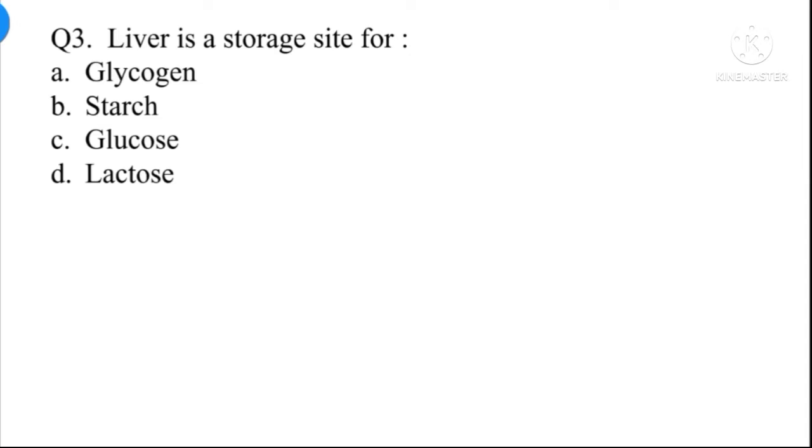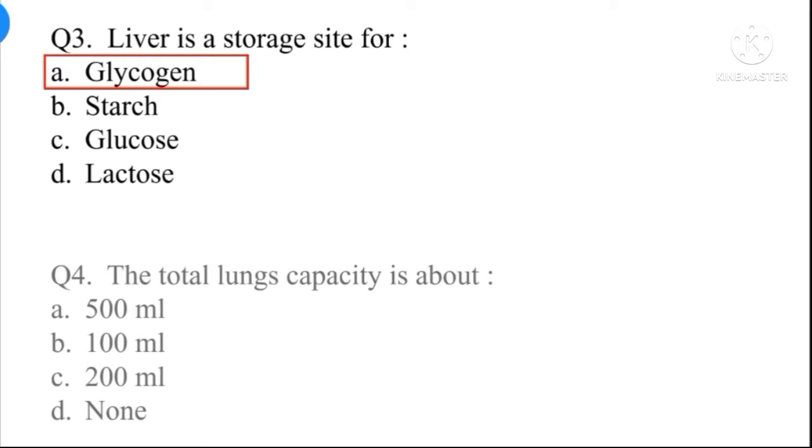Next question is, liver is a storage site for. Options are option A glycogen, option B starch, option C glucose, option D lactose. Its correct answer is option A glycogen. Liver is the storage site for glycogen. Next question, the total lungs capacity is about. Options given are option A 500 ml, option B 100 ml, option C 200 ml, and option D none. So its correct answer is option A 500 ml.